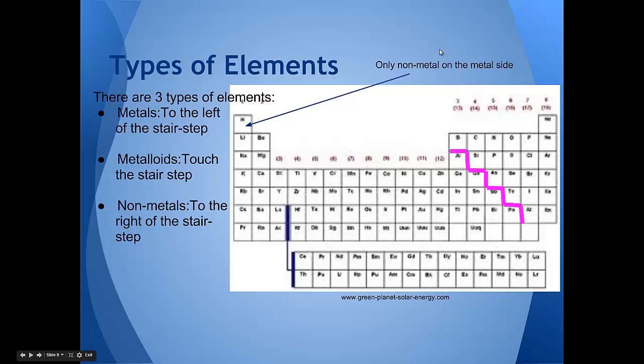There are 3 different types of elements. Metals are to the left of this pink stair step. I made it pink so you could see it. But everything over here to the left, including these extra 2 rows, those are all metals. There's one exception, which is hydrogen up here. It is the only non-metal on the metal side. And we'll talk more about why that is in another video. Metalloids are the things that touch the stair step. So they're kind of metal-like elements. And then non-metals are everything to the right of the stair step over here, which are a lot of gases and liquids.